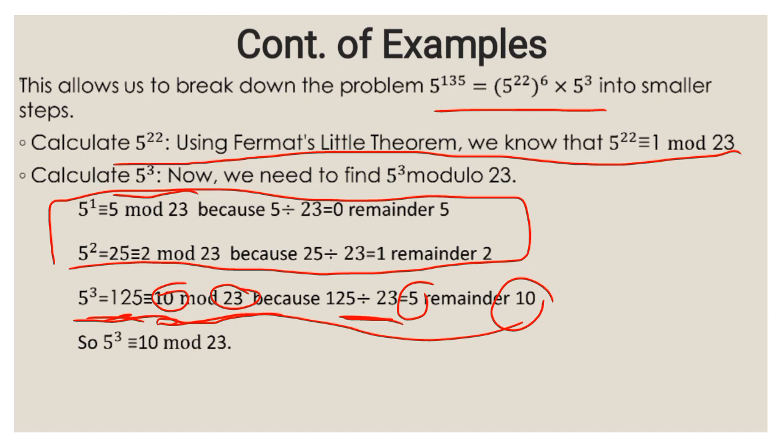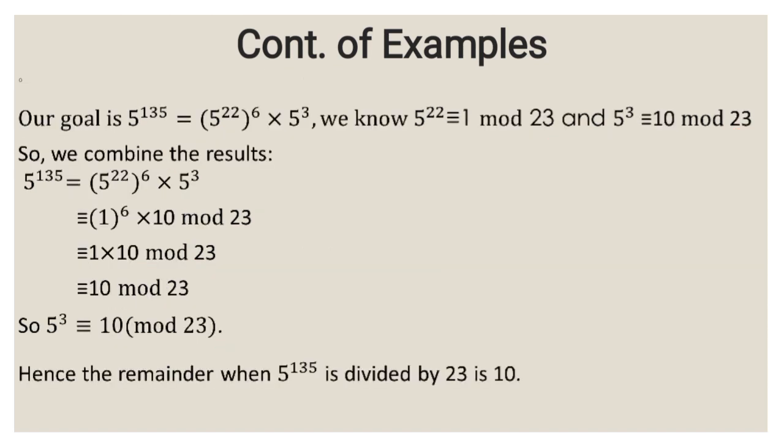With that, we know what 5 raised to the power 3 is. We know what 5 raised to the power 22 is. We just substitute all the values back. So let's see how it is substituted. So our goal again is to find the remainder when this is divided by 23. We're able to express it in this form using our indices, as you saw in the previous screen. We're able to solve also that 5 raised to the power 22 is 1 modulo 23. We also solved that 5 raised to the power 3 is 10 modulo 23.